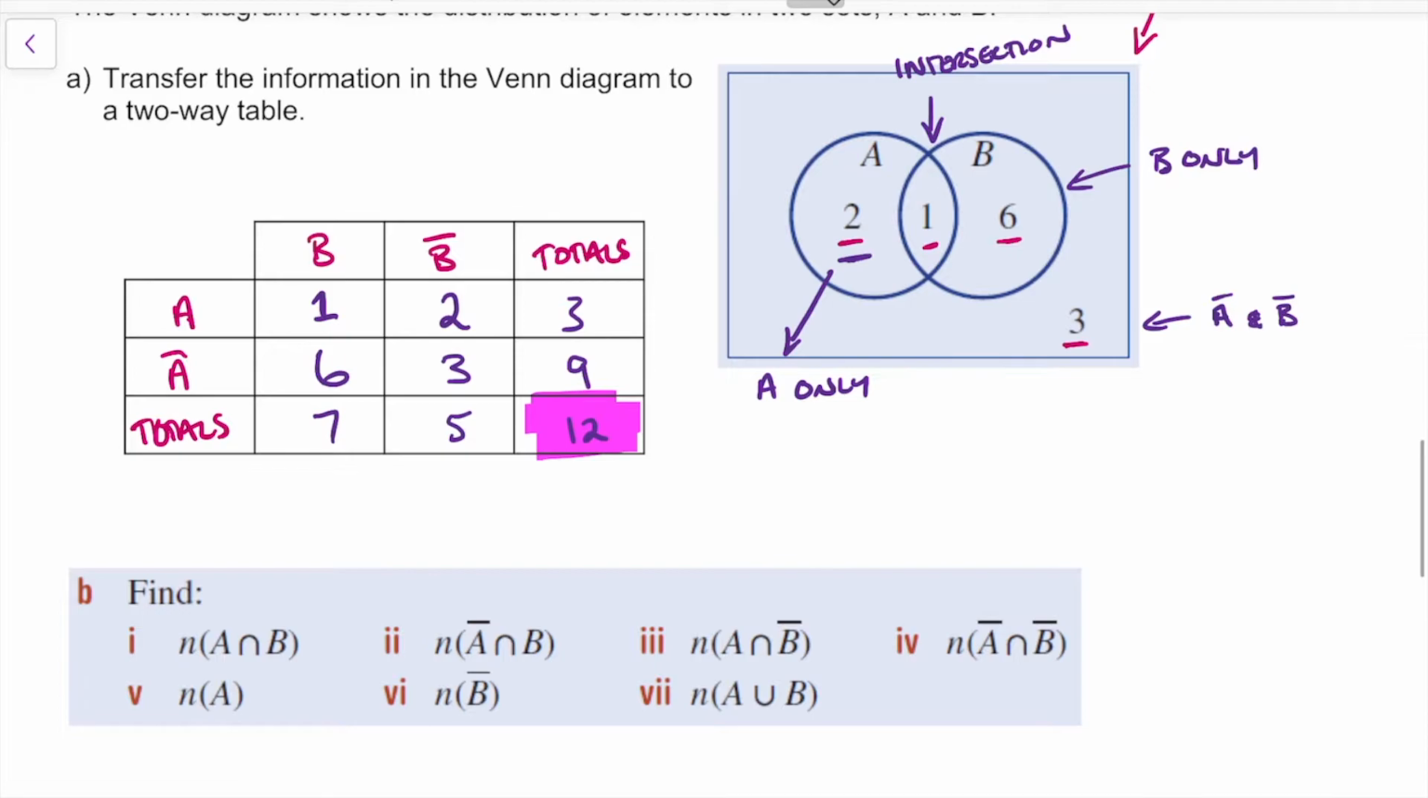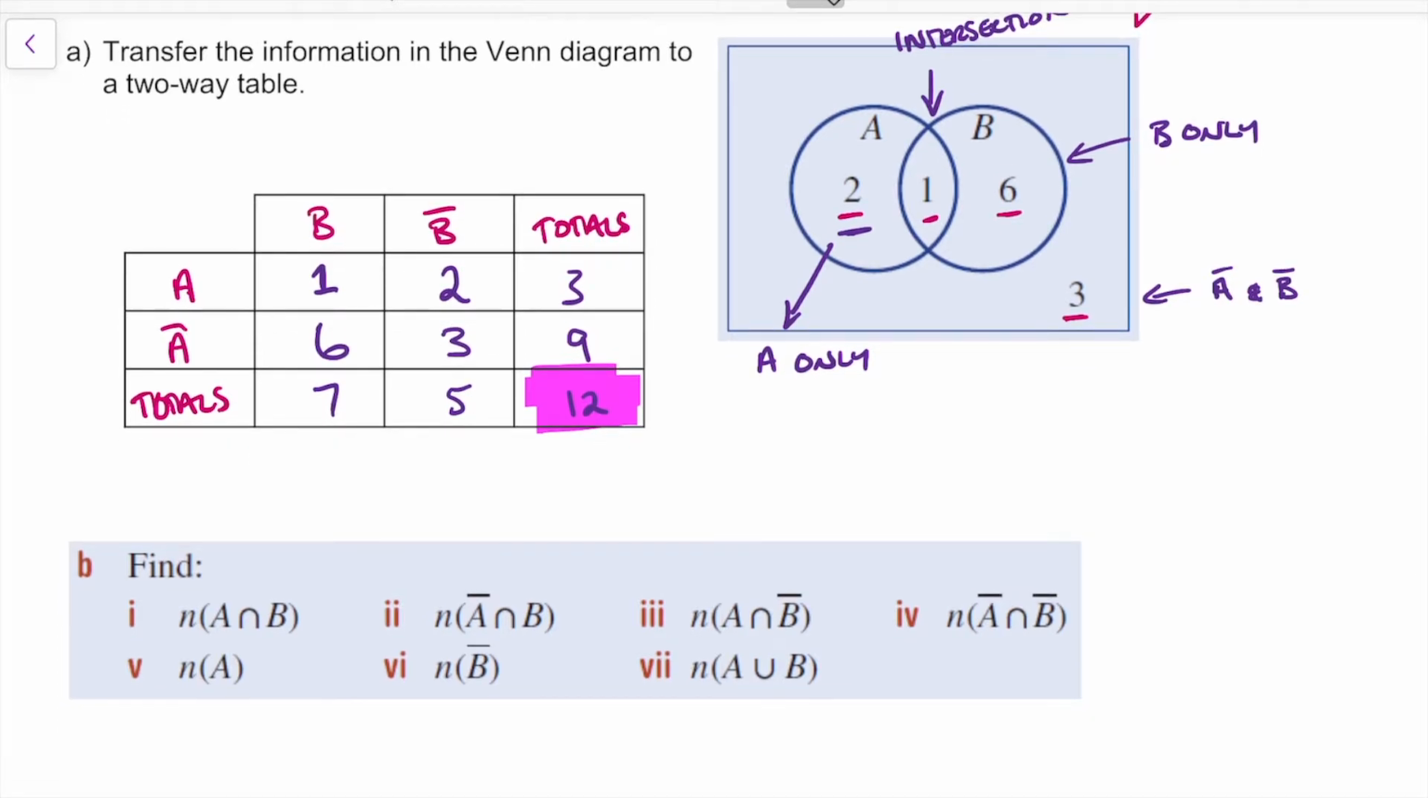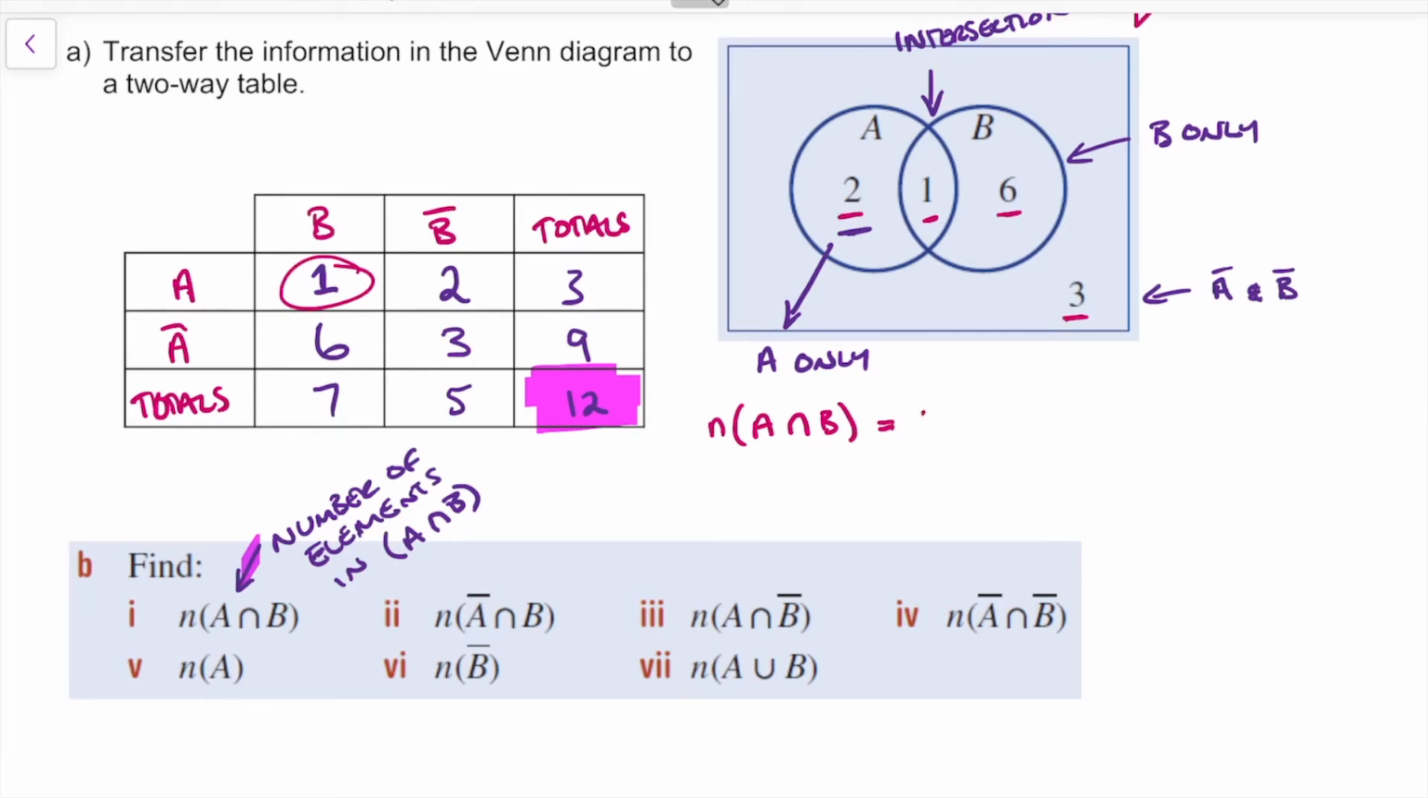Okay. First thing we've been asked to do is find the number of elements. So remember, use the right pen. That means number of elements in A intersection B. That's what it's asking us. So the number of elements in A intersection B is this section here, so that is 1. Okay, that one is 1.